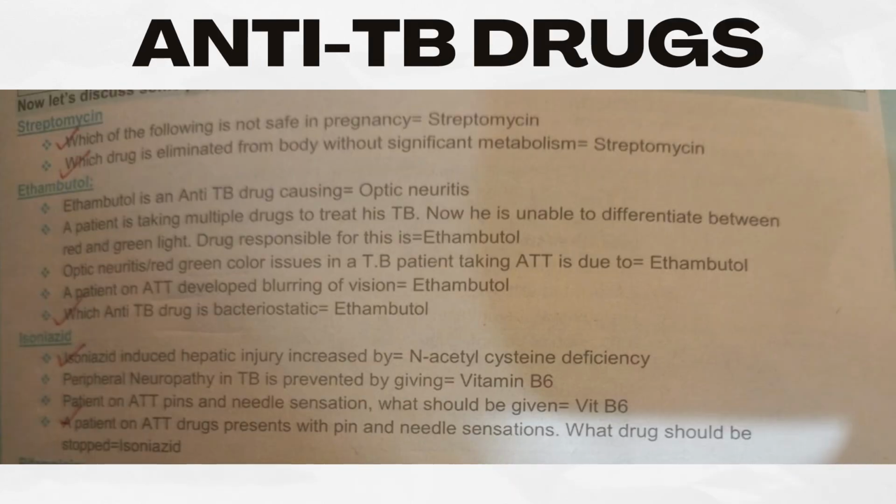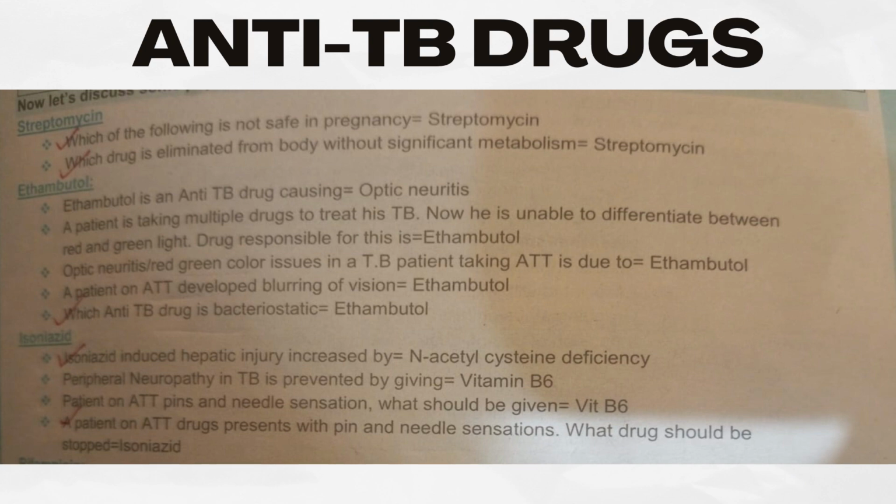Now let's talk about the MCQs. Which of the following is not safe in pregnancy? That is streptomycin. Which drug is eliminated from the body without significant metabolism? That is streptomycin. About ethambutol, the most important thing is that it causes optic neuritis, that is color blindness. The patient is taking multiple drugs to treat his TB and is unable to differentiate between red and green light. Drug responsible is ethambutol.